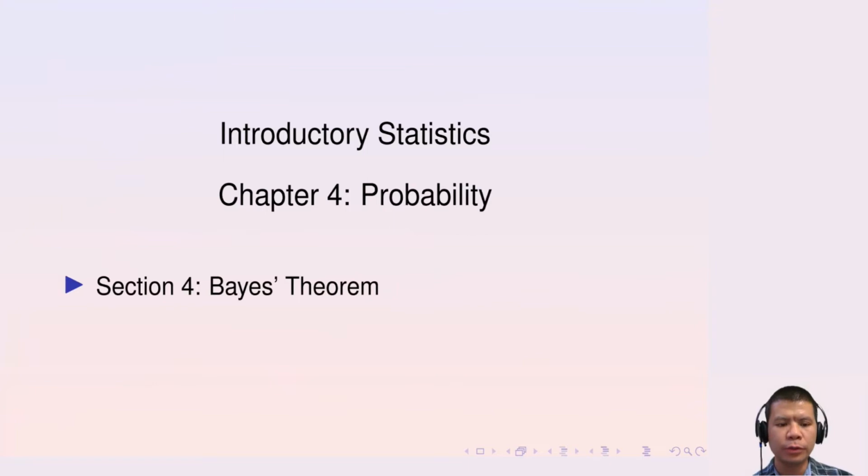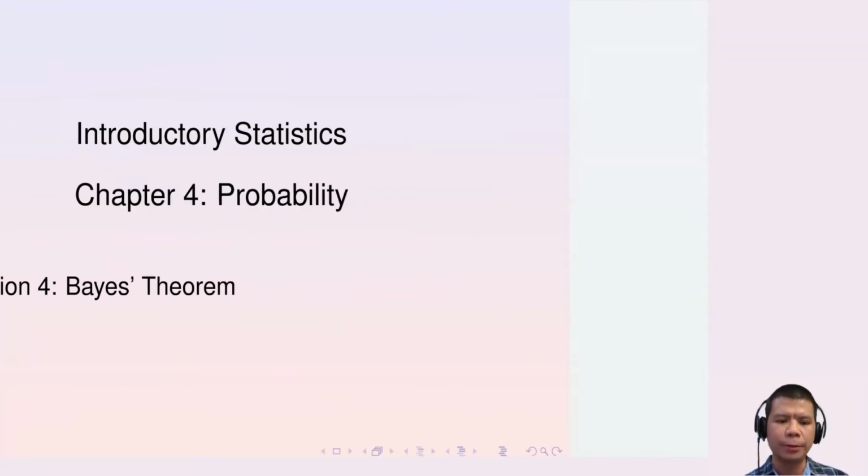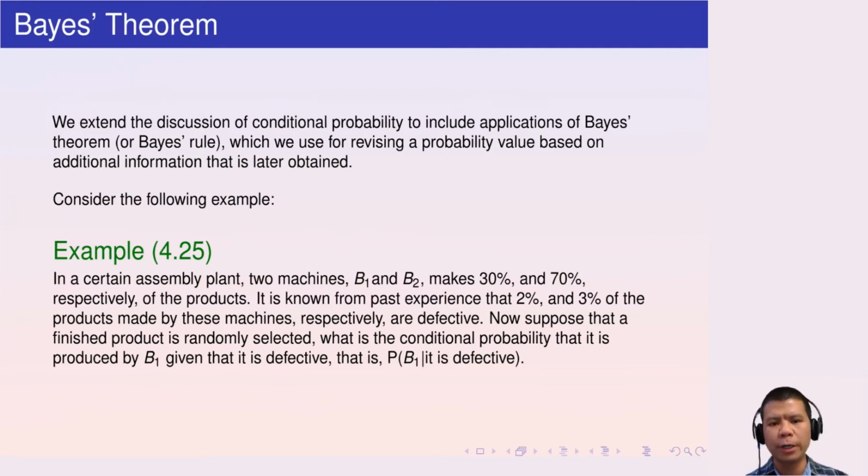Now we are going to move on to section 4, the so-called Bayes theorem. All right, Bayes theorem. The Bayes theorem is a very important theorem, and it has really important applications in our real life. So now we are going to talk about this one. In Bayes rule, what we do is revise a probability value based on some additional information that is later obtained.